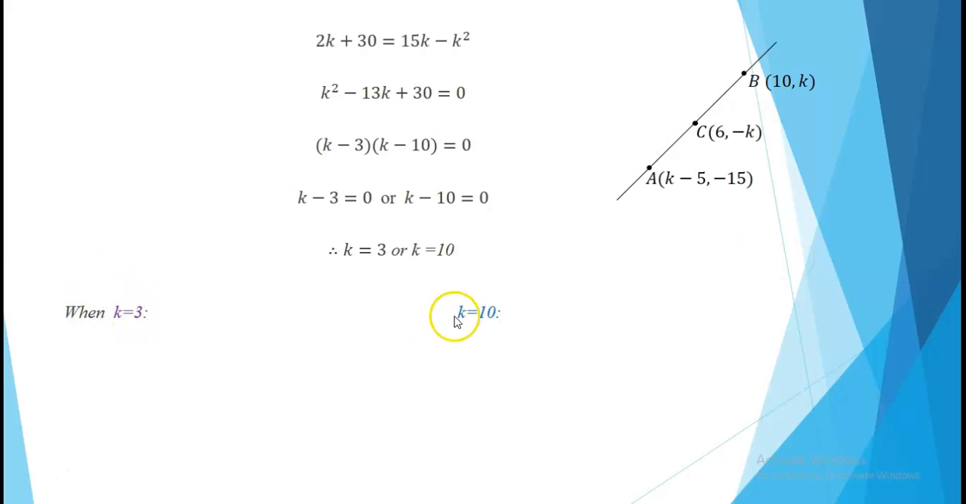So when k equals 3 and k equals 10, this line is going to be a little bit different because A, B, and C will have different coordinates. So when k is 3, for example, if you substitute 3 wherever you see k in these coordinates, our line will look like this. A will become minus 2, minus 15, because 3 minus 5 is minus 2, and the minus 15 doesn't change. And then for C, the 6, it will be minus k in the y, so minus 3. And for B, it's just 10 and k, so 10 and 3. So that's when k equals 3.